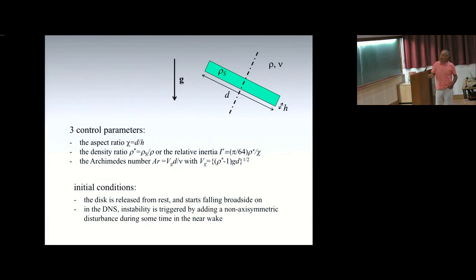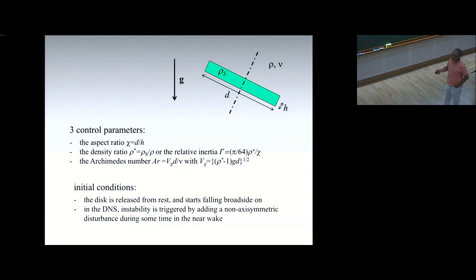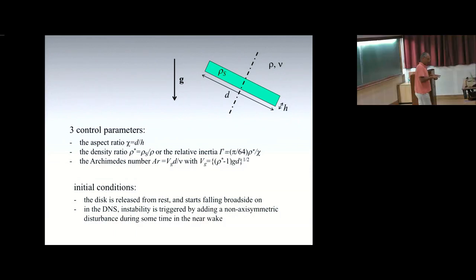And so these are the 3 parameters that govern the problem. And of course, we have to specify the initial conditions of the problem. And in the rest of what I'm going to talk about, the disk will always be released broadside on, okay?